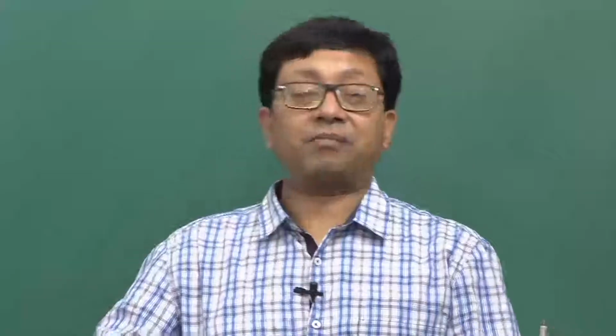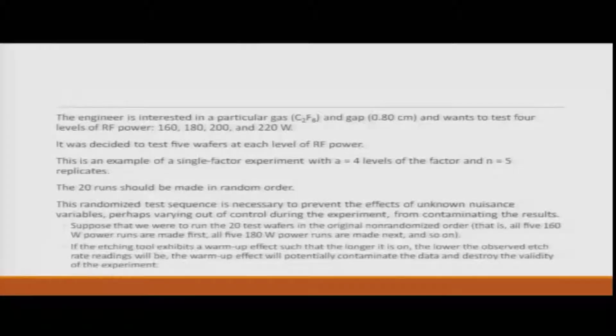So, what you are doing is you are slowly increasing the power. That may have an undesirable effect, which should not be there in the experiment, and it would contaminate. I am using the word contamination in a very general sense, that it will contaminate your results. So, the etching tool exhibits a warm up effect such that the longer it is on, the lower the observed etch rates will be. The warm-up effect will potentially contaminate the data and destroy the validity of the experiment based on which you can find some meaningful conclusions.